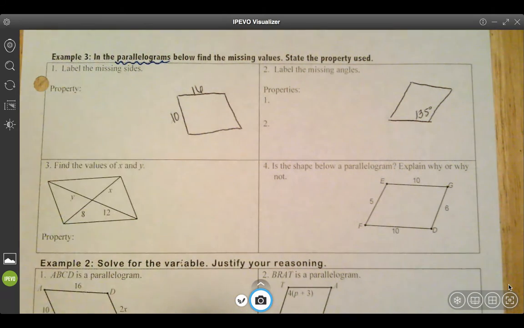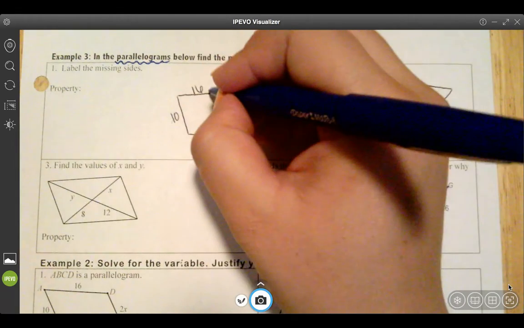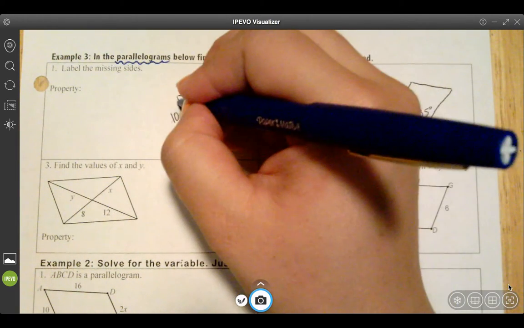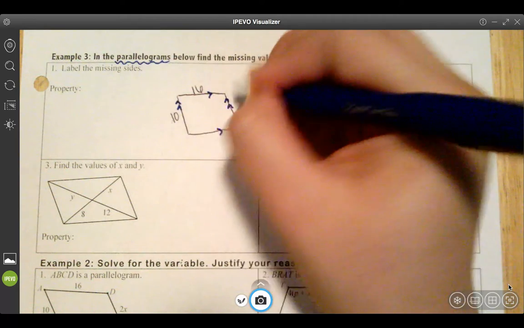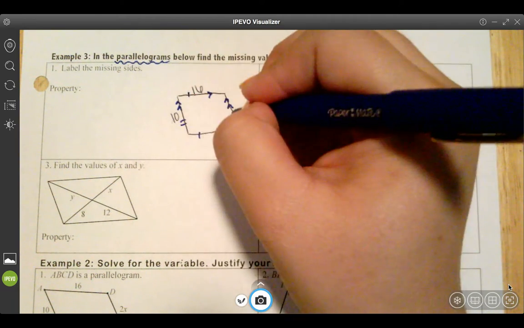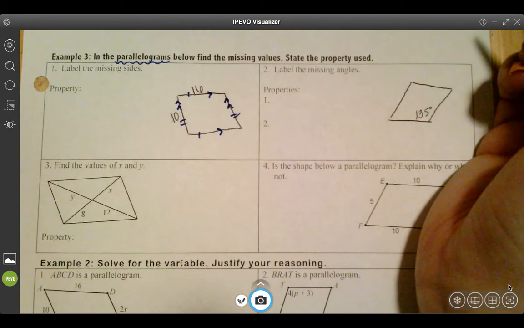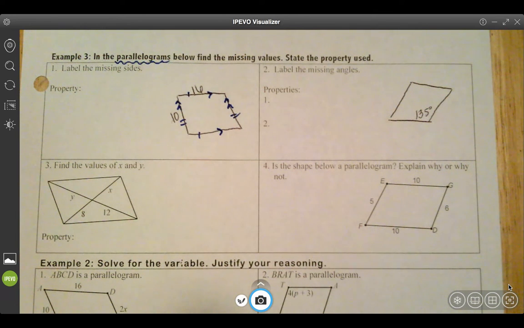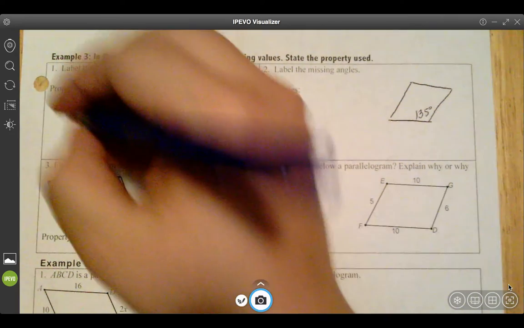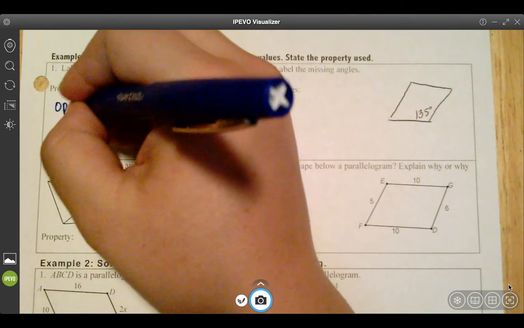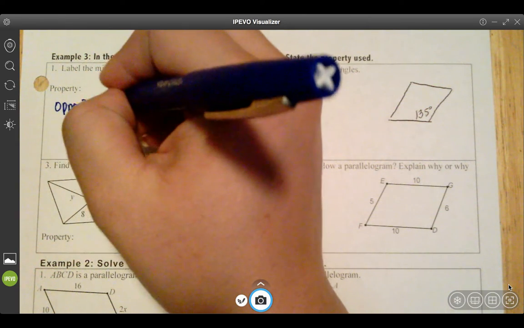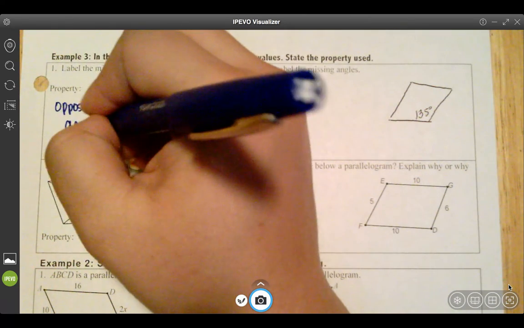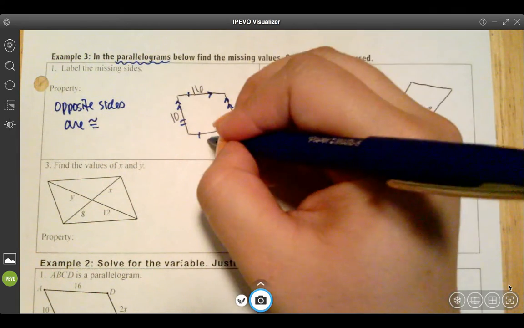So first we want to label the two missing sides. What are the properties? Since this is a parallelogram, I know that opposite sides are parallel, but we also know that opposite sides are congruent, and that's the one that we want to use here. Being parallel does not mean that the lengths are the same. Being congruent is what means that the lengths are the same. So opposite sides are congruent. So that gives us 10 and 16.